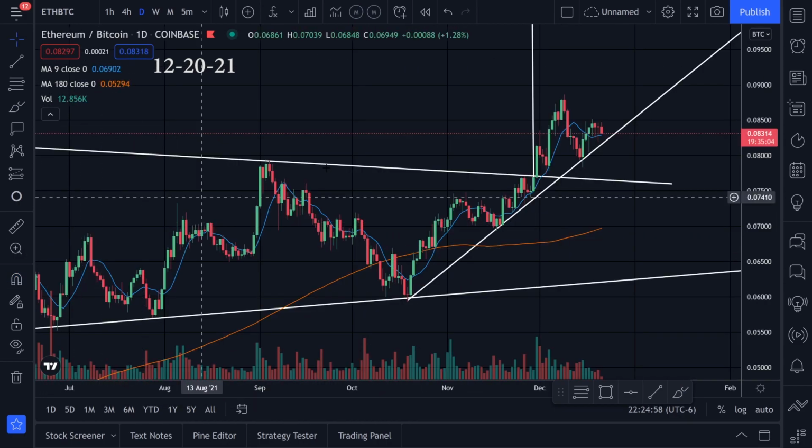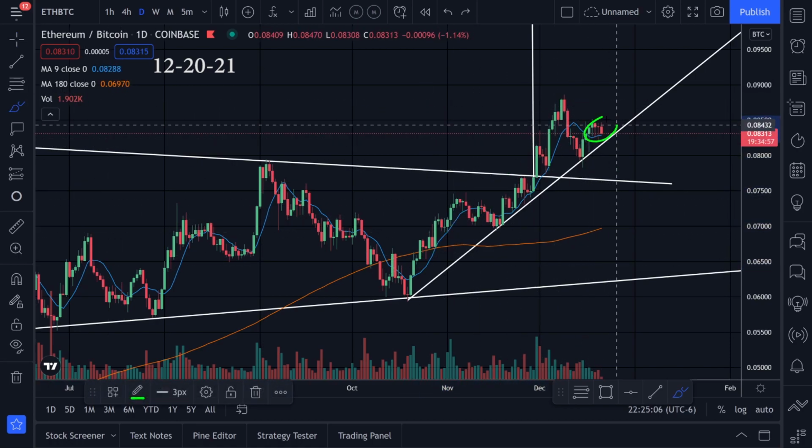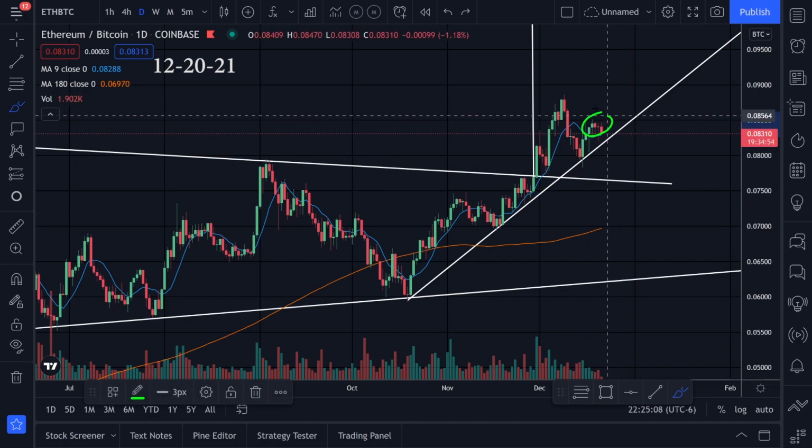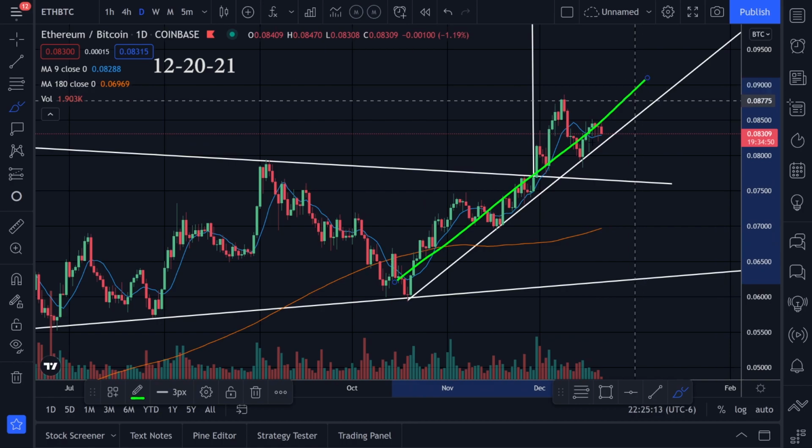If we jump over to the Ethereum to Bitcoin chart, Ethereum is still on this uptrend like this. We still haven't broke this uptrend going to the downside. I think if we could break this going down, that's going to be good for Bitcoin. As long as this is trending up, that's good for Ethereum.